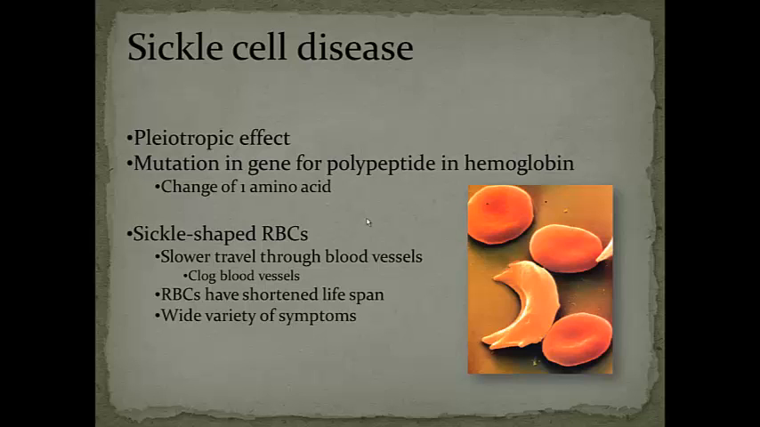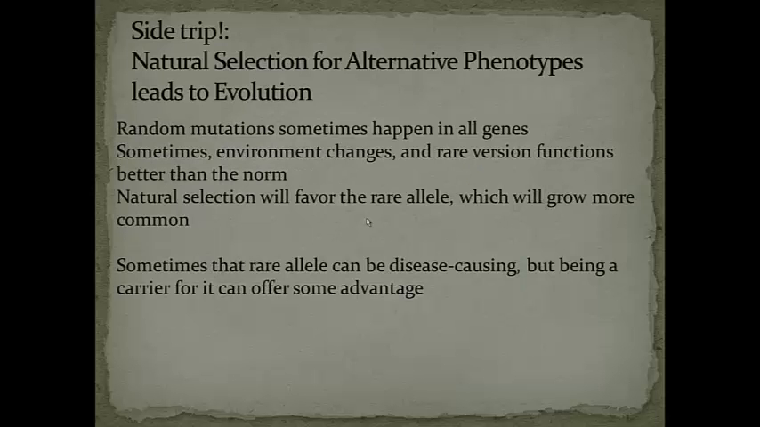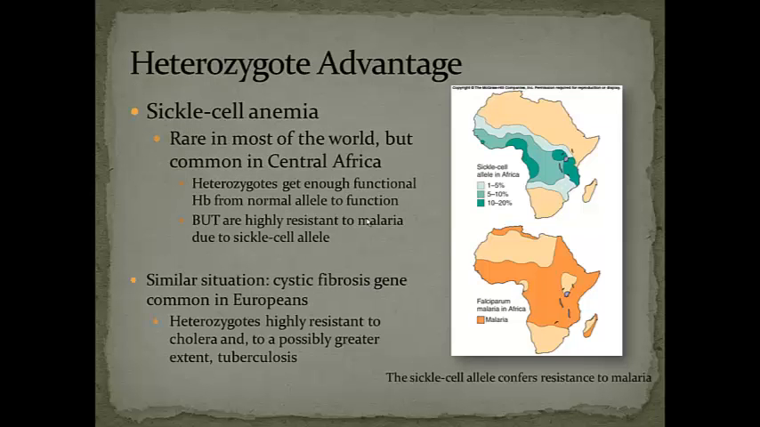We're going to take a quick side trip, because it kind of makes you wonder why some of these disease-causing alleles are allowed to stay in the population. Well, sometimes the environment changes and rare versions of a given gene function better than the norm, and natural selection will favor that rare allele, which will become more common. The idea is that a rare allele can be disease-causing, but being a carrier for it can offer advantage. Heterozygote advantage. Let me give you an example.